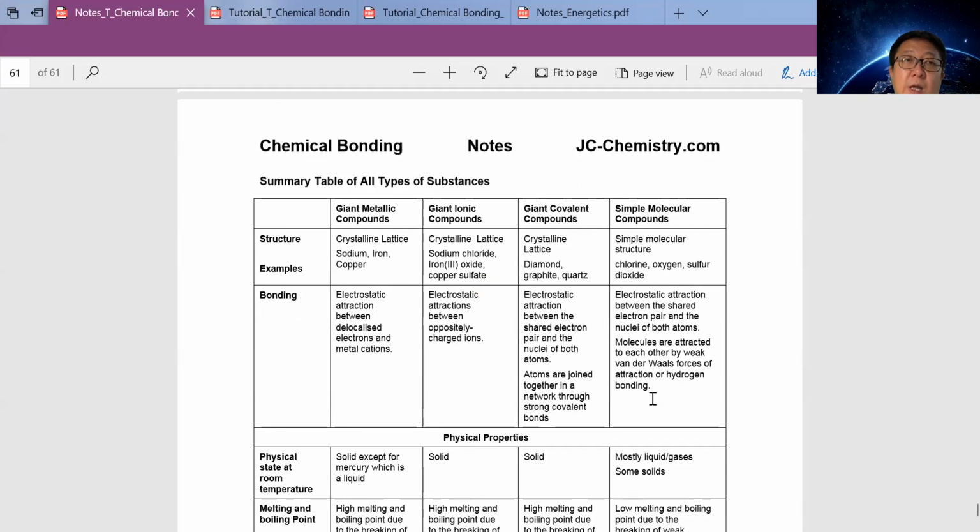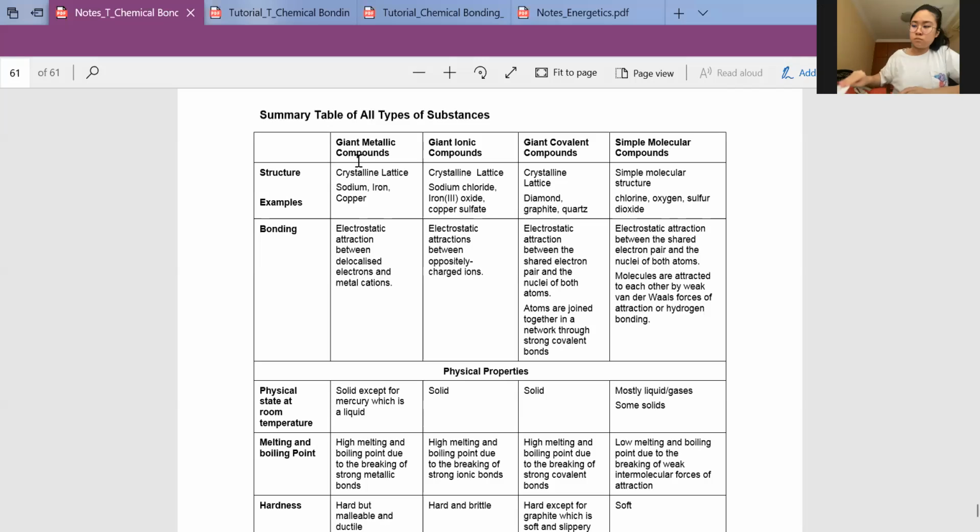Okay, so this is a summary table. We went through all this. You can see that this page is an overview of what you need to know for the types of substances and how you link to their bonding: giant metallic compound, giant ionic compound, giant covalent compound, and simple molecular compound. Altogether there are four different kinds of compounds that you need to know.